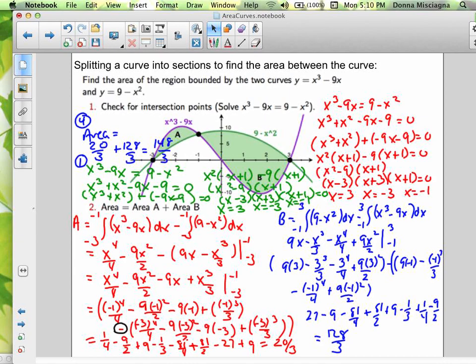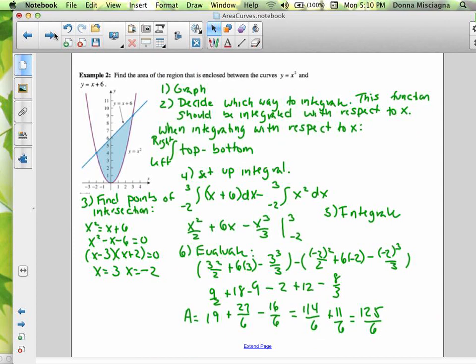So we just add up the 20/3 and the 128/3, and 148/3 is the area for those two curves. All right, so that's all there is to this one. Sometimes you have to split it into two parts, and that's fine. If we didn't split it into two parts, we'd be wrong.